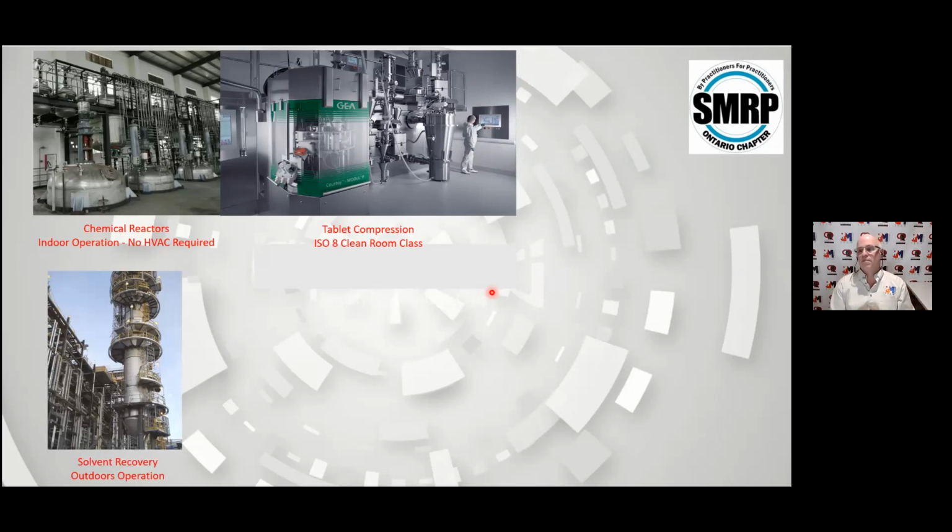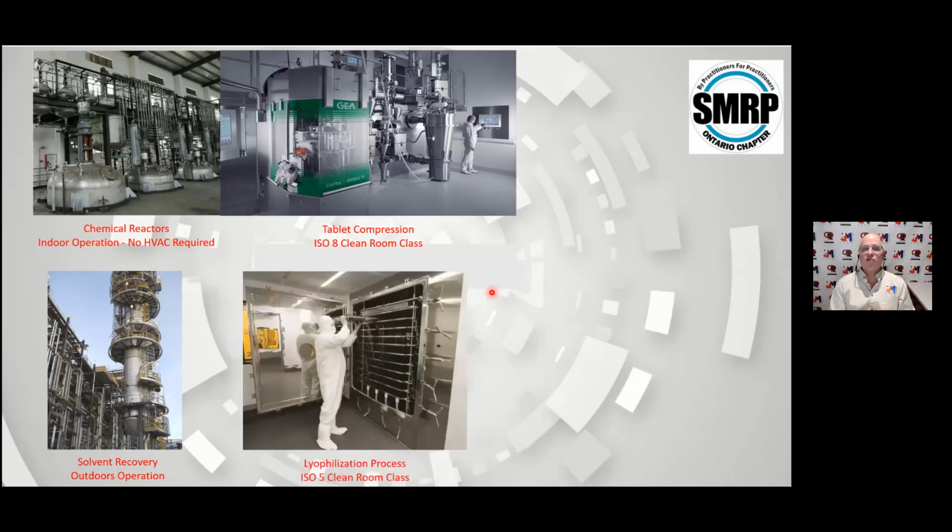How about this one? This is the solvent recovery unit, outdoors. So there is no HVAC requirement. But what's important about this asset? We are reusing solvents. These solvents were in contact with the active ingredient at some point, and we want to recover them to reuse them. It gives a lot of economic leverage to the company. This is also a critical process, and this is again a pharma asset.